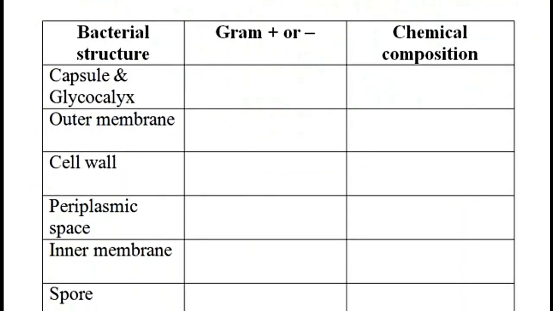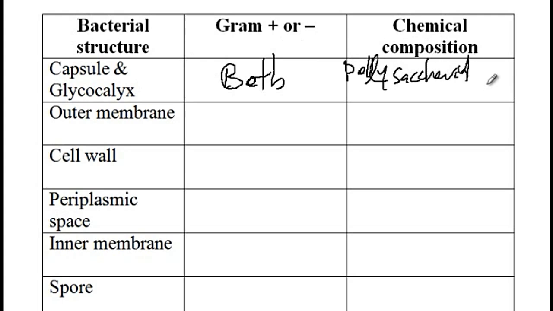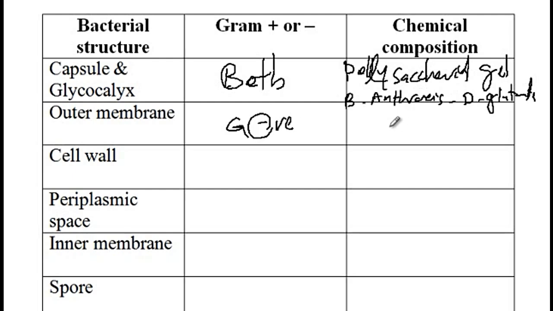Next, I would like to go through this table and mention the differences between gram-positive and gram-negative bacteria. Both gram-positive and gram-negative can have capsule and glycocalyx, which will help with attachment, and the chemical composition of capsule and glycocalyx is polysaccharide gel, with the exception of Bacillus anthracis, which has a D-glutamate structure. The outer membrane, we just discussed, is only present in gram-negative bacteria, and the lipopolysaccharide component of it, particularly the lipid A, is toxic and forms the endotoxin.